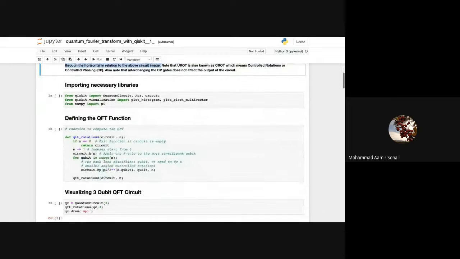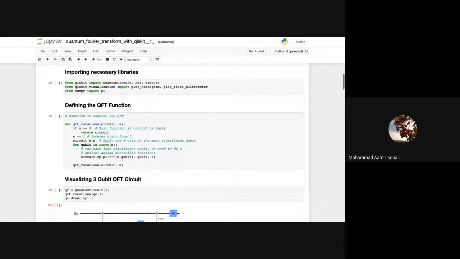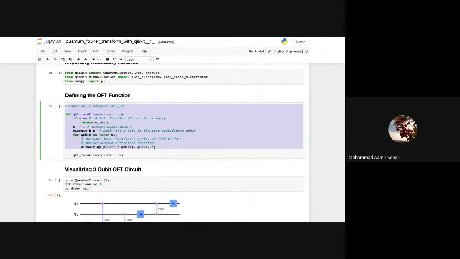So let's start by importing all the libraries here. We have the quantum circuit, and for simulation, Aer, and then execute. For visualization purposes, we have the histogram and other things. For numerical calculations, we have numpy here. Now this cell contains the QFT function. So how will we write the QFT function?